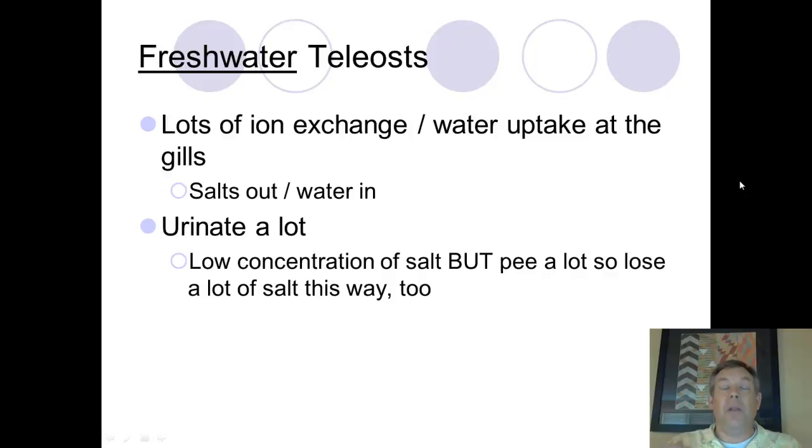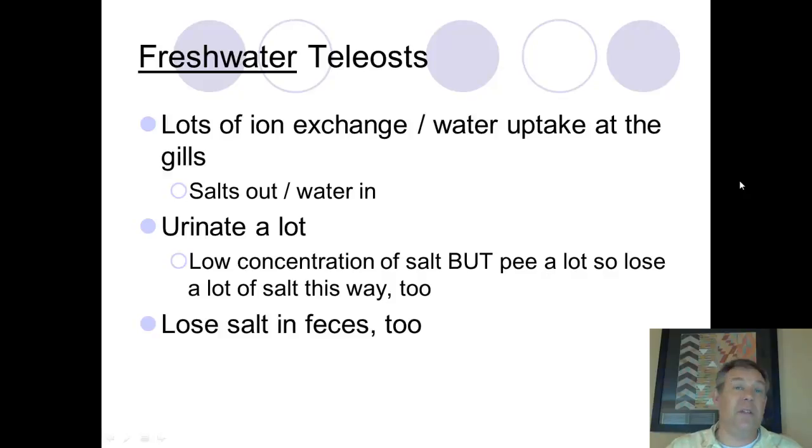Now, their urine does contain a low concentration of salt, but since they pee so much, this actually becomes another significant way that they lose salt. So not only are they losing salts and ions through their gills, they also end up peeing out a lot of it just because they pee all the time. They also lose salt in their feces too. The salt gets into the feces, and so these are all ways that they're constantly losing ions, and they need to retain some of those ions.